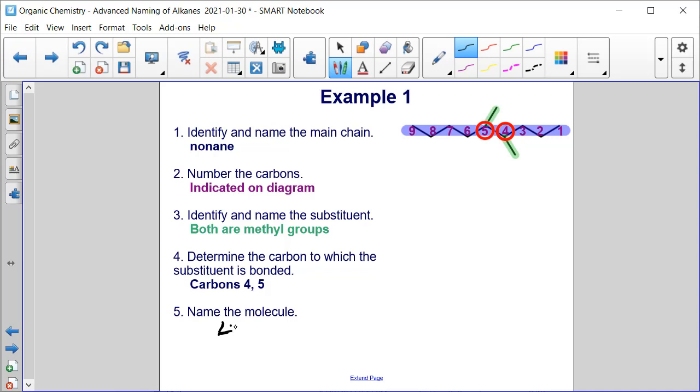So we say 4, 5, then a dash or a hyphen. And then because they're both methyl groups, we can use our prefixes to say dimethyl, and then our parent chain, nonane. So what does this say? This says that on carbon 4 and carbon 5, we have methyl groups on a nonane chain. Okay, so 4,5-dimethylnonane.